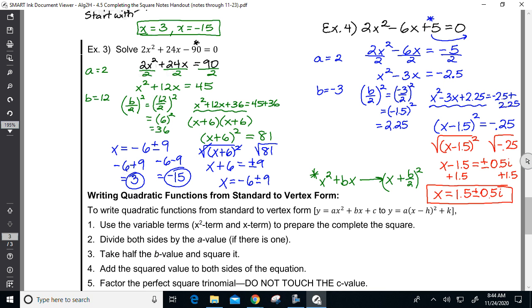So now we've gone through solving the equations using completing the square. Tomorrow will be the last part, which is writing quadratic functions from standard form to vertex form.